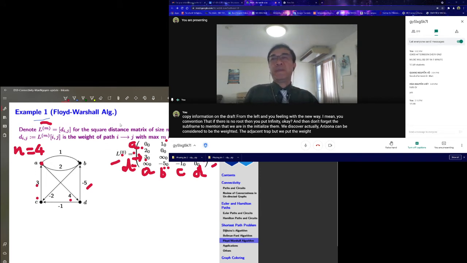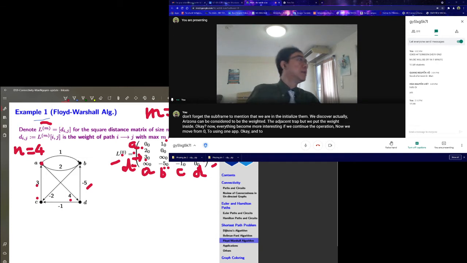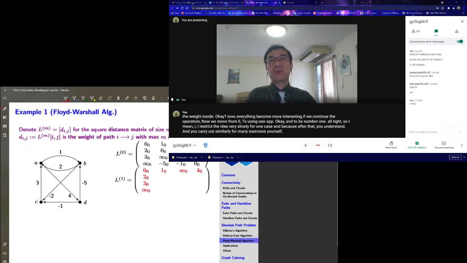Okay, now everything becomes more interesting if we continue the iteration. Now we move from 0 to using one arc. Okay, m to be number 1. All right. So I illustrate the idea very slowly for one case, because after that you have to understand, and you carry out similarly for many exercises yourself. Okay, we don't have time to solve all. We have time to illustrate only one case. Now m to be number 1.